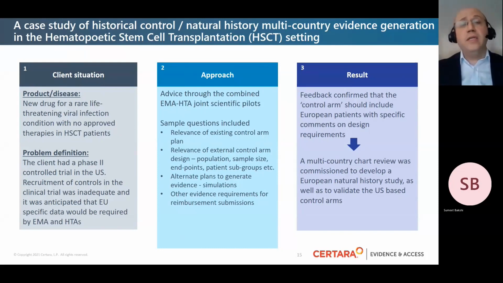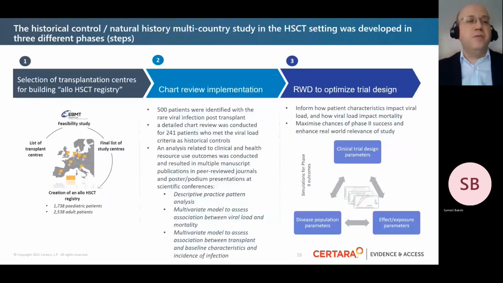Here are the sample questions which were included in this consultation: relevance of the external control arm plan, relevance of the existing control arm, and any design considerations in terms of population, sample size, subgroups, alternative approaches, for example, simulation, and other evidence-based requirements. As a result, the feedback confirmed that the control arm should include European patients, with specific comments on design requirements. Subsequently, we developed a multi-country chart review via a European natural history study, as well as to validate US-based control arms. These are the three main steps of the project.